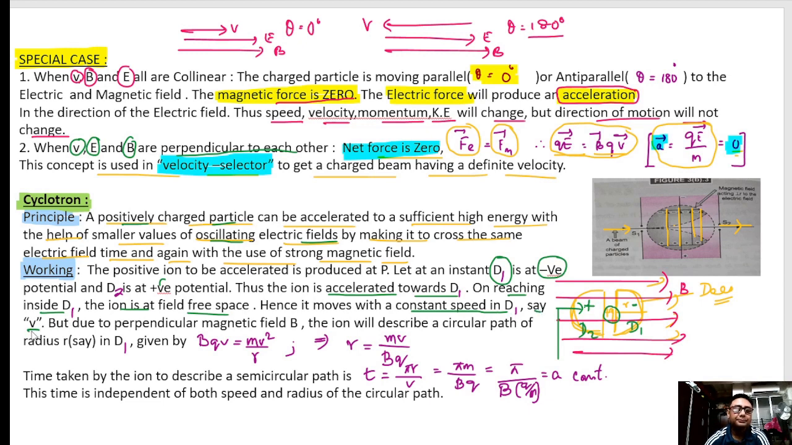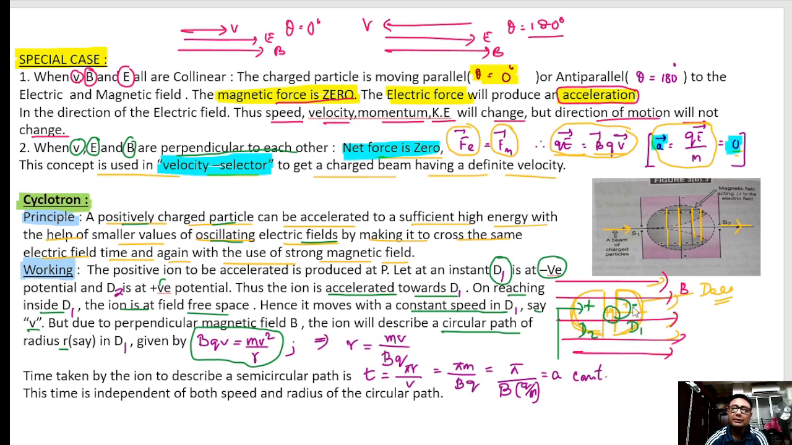Let it be V. Now because there is an electric and magnetic field, due to the electric field it will get attracted inside D1, and due to the magnetic field it will make a circular path of radius R. So due to the magnetic field, the BQV force, a centripetal force will be provided and the charge will make a circular path like this.